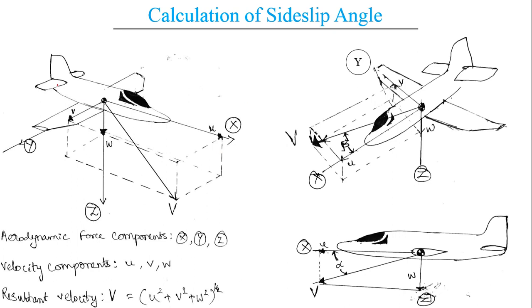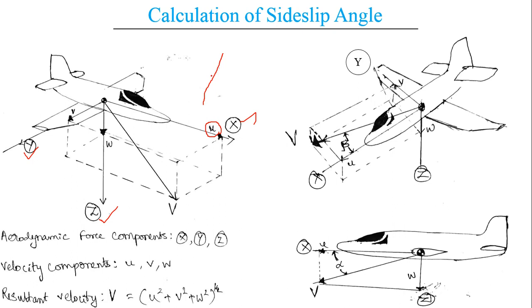Let us consider that an aircraft is in flight, and there are three velocities of an aircraft. That is, let us consider this is the x direction, this is the y direction, and this is the z direction or axis. Now, the velocity along the x-axis, so the aircraft will be moving like this. So this velocity along the x-axis is u. There may be some motion towards the y-axis too.